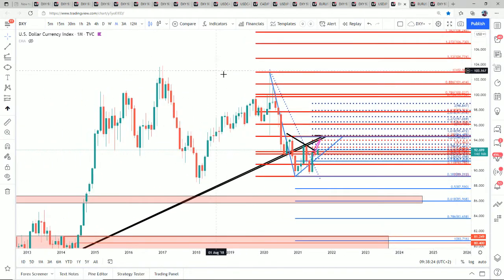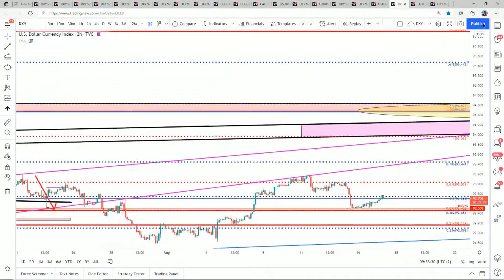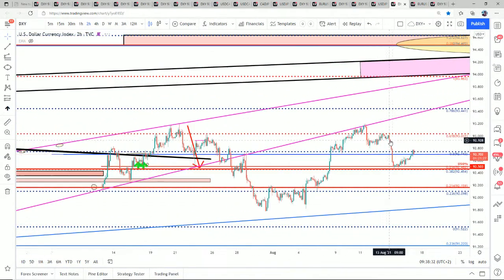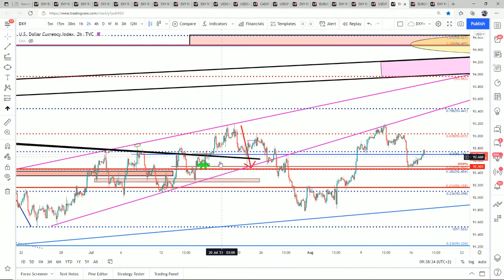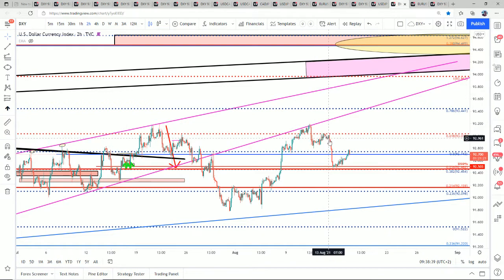So if we go now a little bit more on shorter time frame, let's move that. So that's where we are. We touched this backtest of this inside wedge. We backtested it, came back under it, pulled back again from the 61.8. You see how well it has been respected.